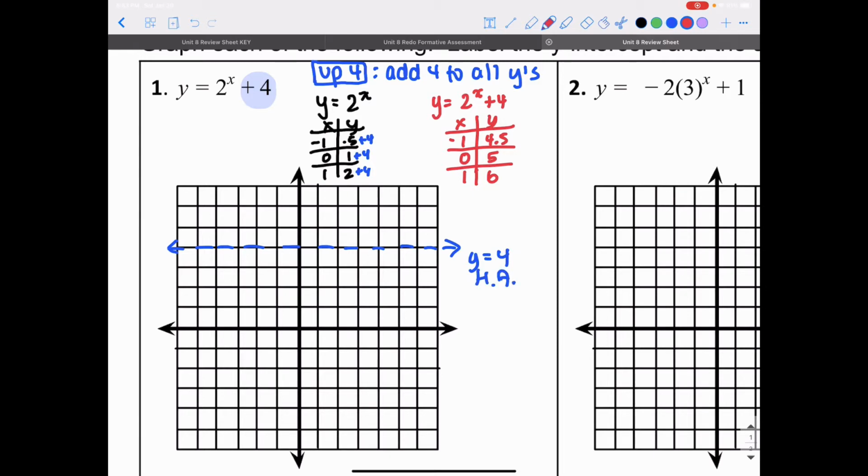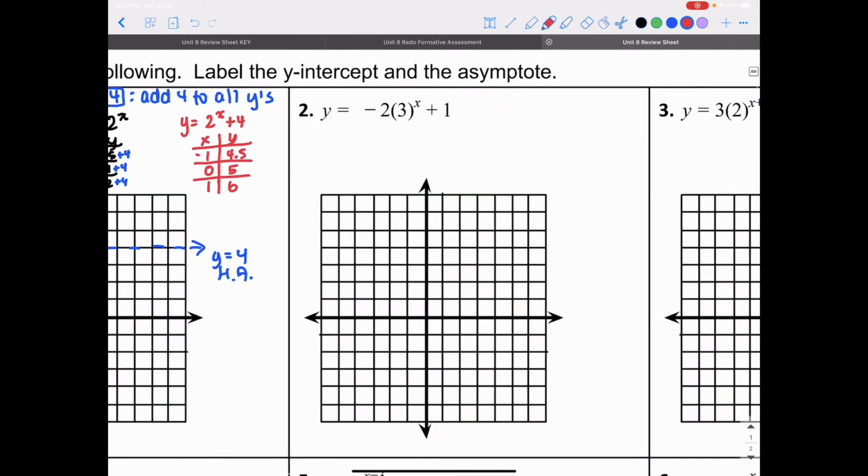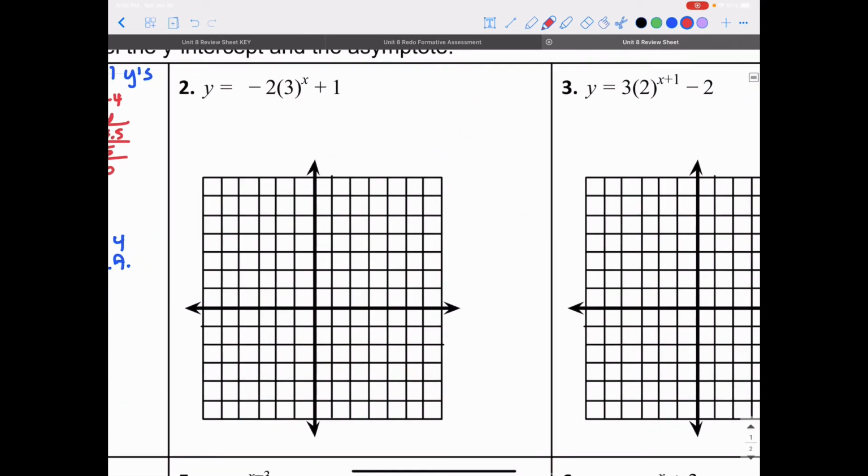So I have -1 and 4.5. I have 0 and 5. And I have 1 and 6. And then I connect these, making sure I don't touch that horizontal asymptote. And that's my graph.